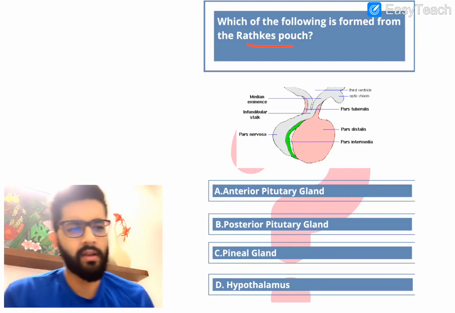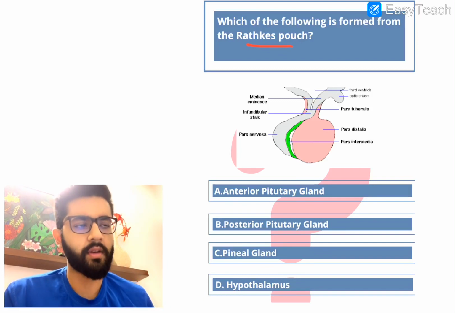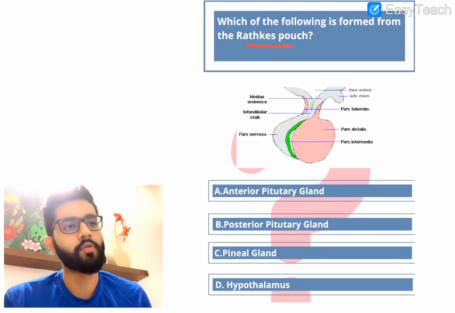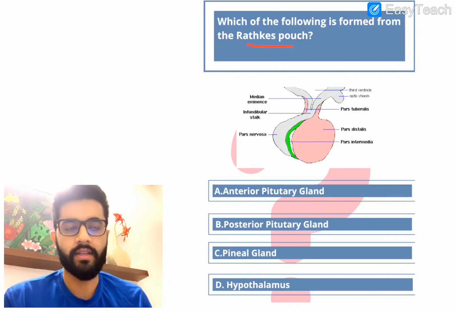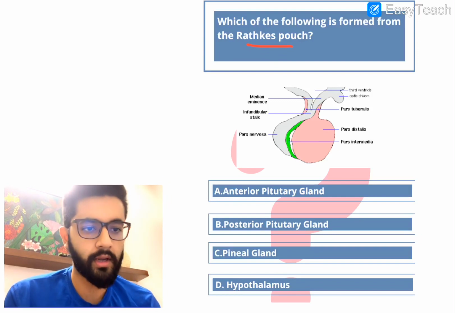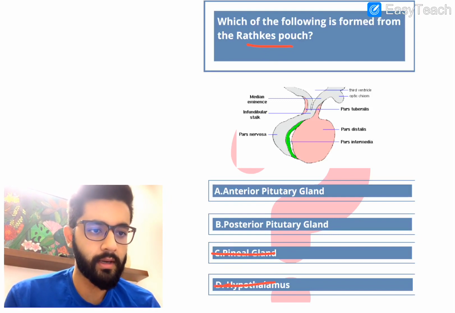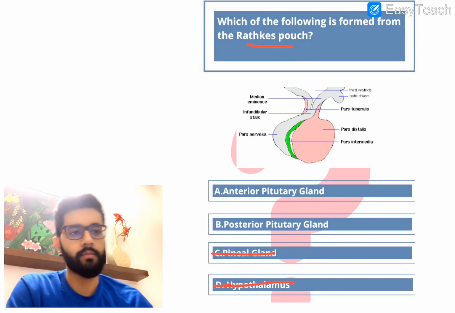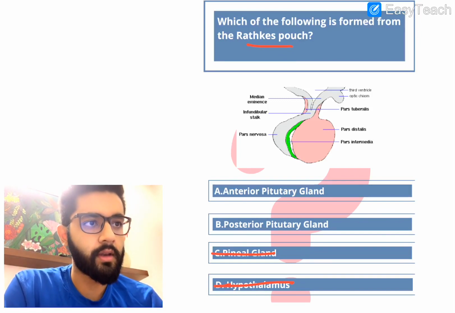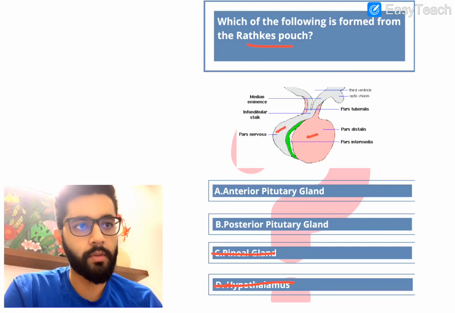Okay, so this is a fairly straightforward question, but a lot of people have confusion with regard to the Rathke's pouch. Everyone knows the Rathke's pouch is associated with the embryology of the pituitary gland. So let's remove the pineal gland and the hypothalamus. Just to make things a little comfortable, here we have a diagram of the pituitary gland. We have the anterior pituitary and the posterior pituitary.